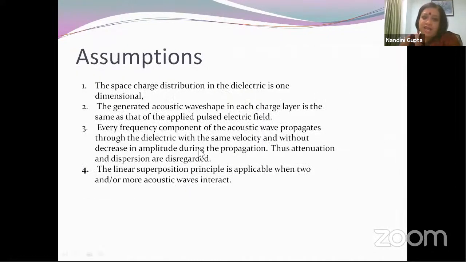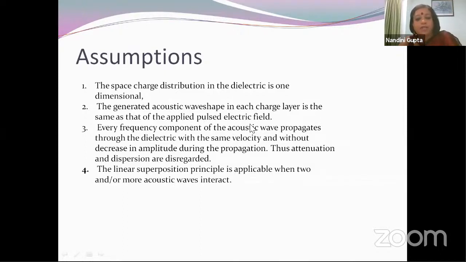Now, when we do this kind of measurements, obviously there are certain assumptions inherent. These assumptions are that the space charge distribution in the dielectric is one-dimensional. We are not able to measure any distribution difference along this axis. It will only be into the paper or into the dielectric. The generated acoustic wave shape in each charge layer is the same as that of the applied pulsed electric field, which is all right for thin films.